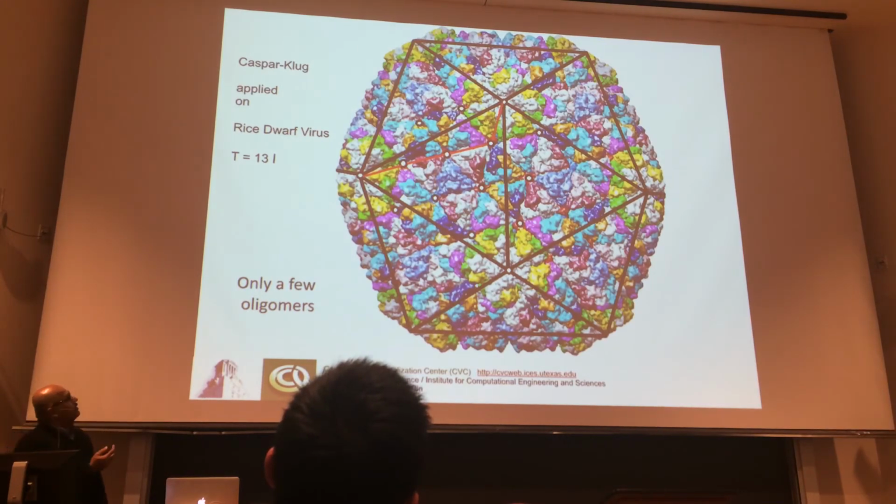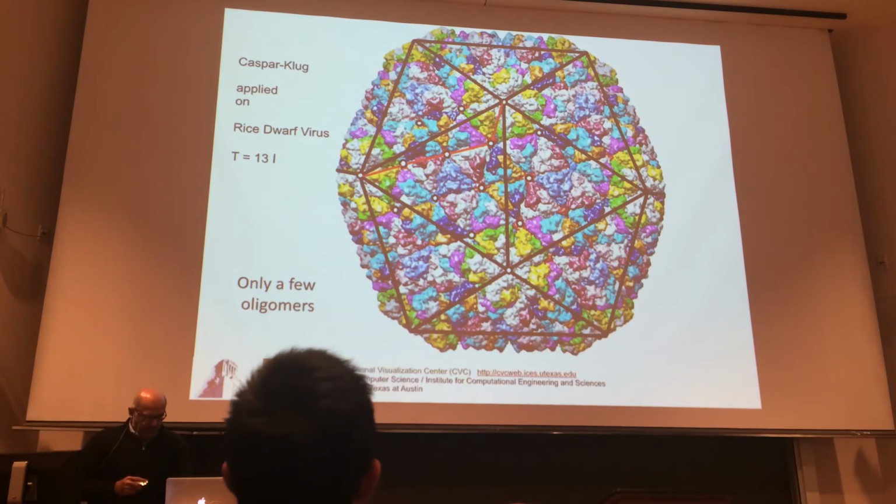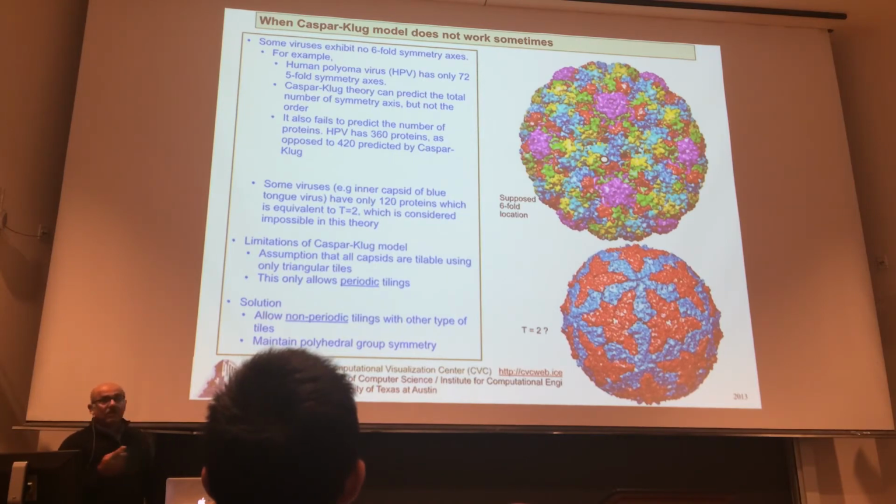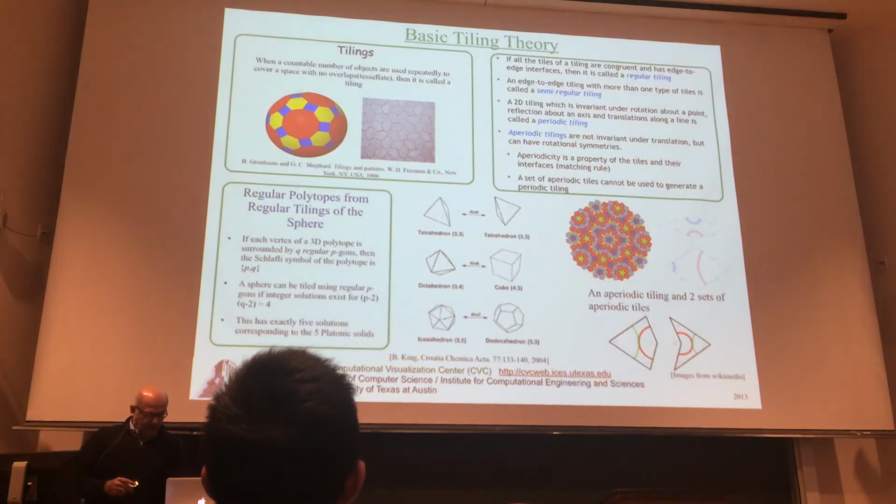So this is an example of how the T number works in Caspar-Klug. It has what I call only a few ligaments. But Caspar-Klug theory doesn't work all the time. There are many examples, and there's this one on the polyoma virus that cannot be done by a regular tiling. So to cut the long story short, you take a walk across and start looking at tiling theory, and that's another very richly developed theory.